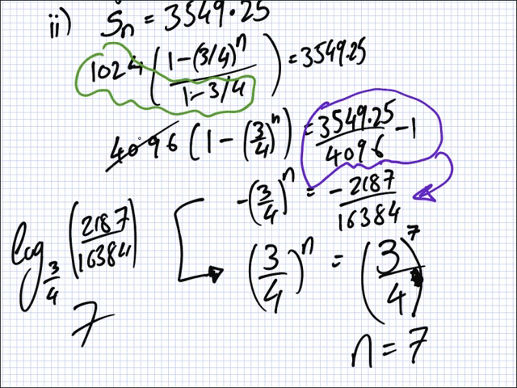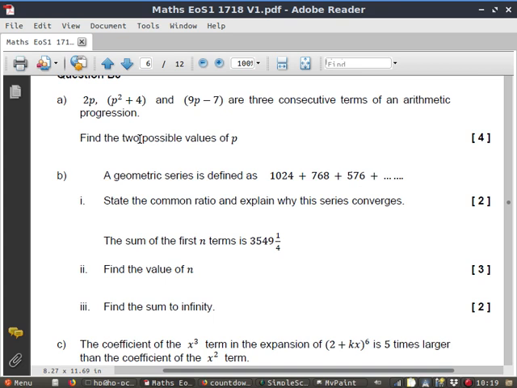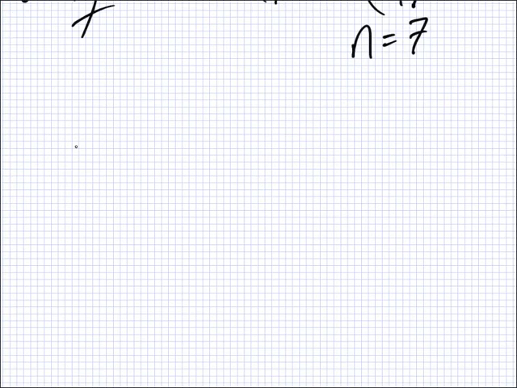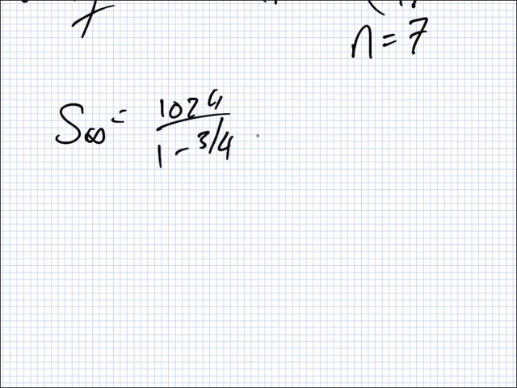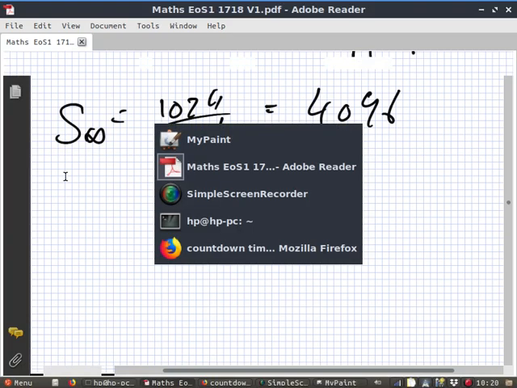Okay, continue. What's next now? Oh, okay, sum to infinity. So S infinity is a over 1 minus r, with r being 3/4, which is 4096. Okay. Is there more?